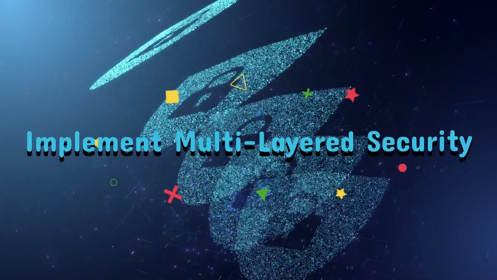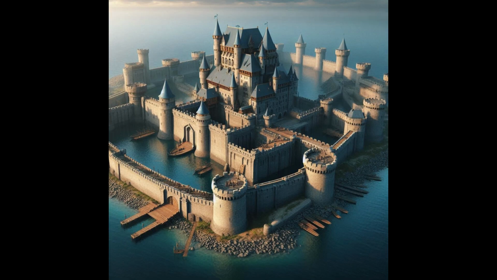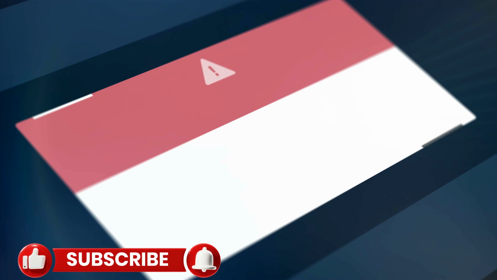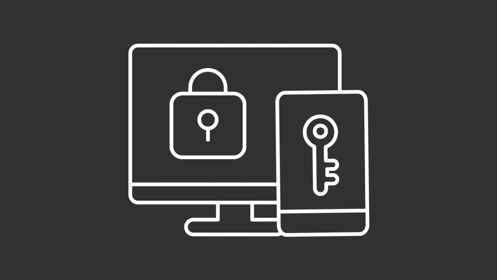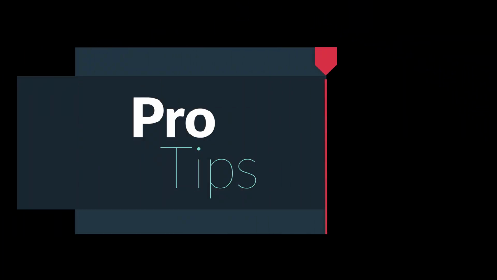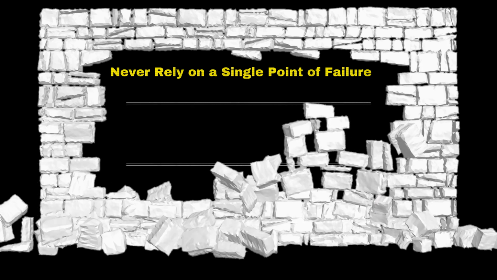Implement multi-layered security. One shield isn't enough. Secure your system with layers. Combine firewalls, intrusion detection systems, authentication protocols, and network segmentation. This is called the defense-in-depth strategy. Pro tip: never rely on a single point of failure, even your strongest wall can fall.